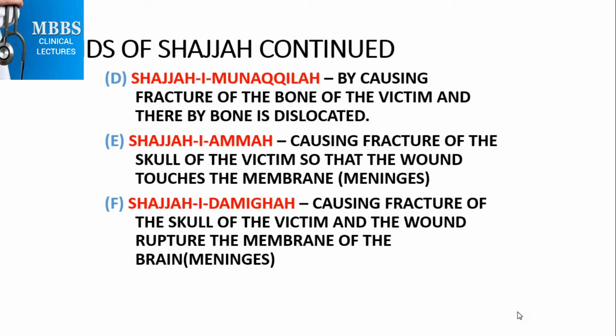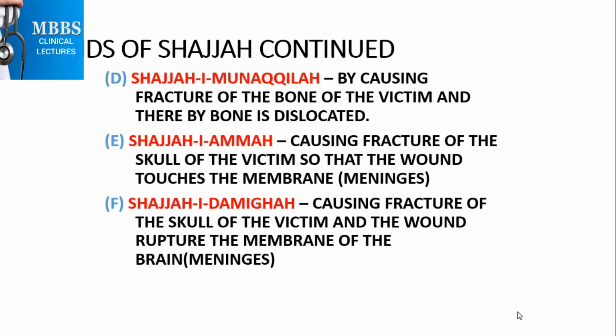Next injury, Shajai Munakila, by causing the fracture of the bone of the victim and thereby the bone is dislocated. Shajai Hashmiya was fracture without dislocation, but Shajai Munakila is the fracture with dislocation, means in this the fractured ends are not in alignment with each other.